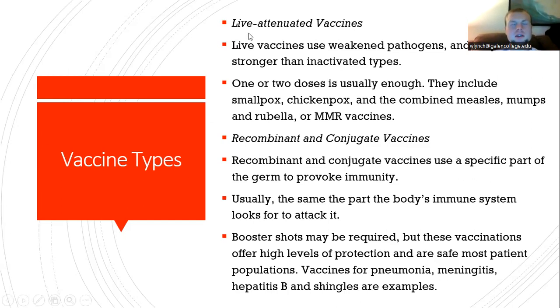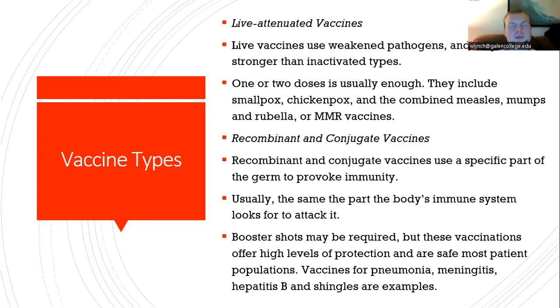Second type are live attenuated. This means that they are living, but they have been attenuated or weakened. Okay, so these are the weakened versions of the bacteria or virus. They're going to be stronger than inactivated types, and they're also going to be more long lasting, right? Usually 1 or 2 doses of this is good enough to mount some sort of immune response. Our examples of this are smallpox, chickenpox, MMR, which is measles, mumps, and rubella.